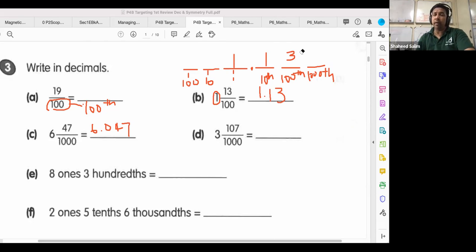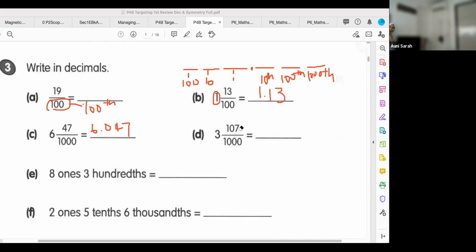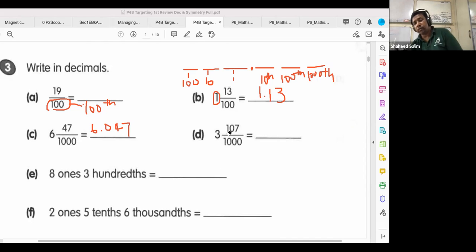Myra can do the next one, Myra. Come on. You try to do the next one. Where you put the 7? 0, 1. You write on the screen now.